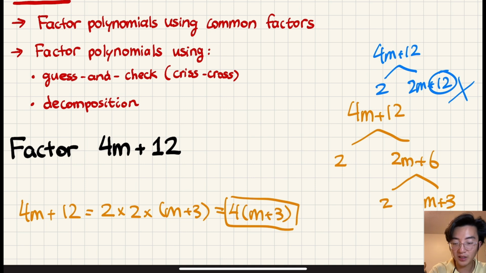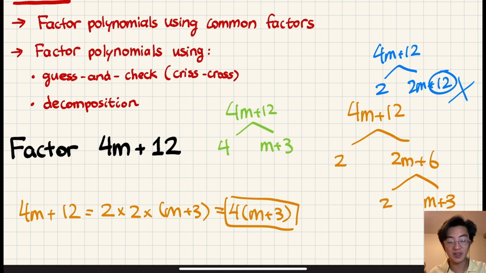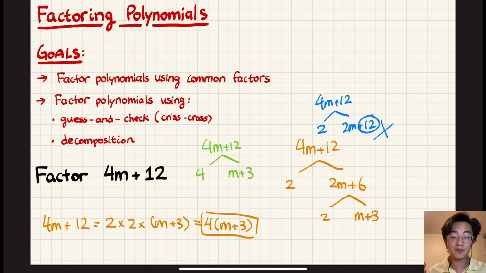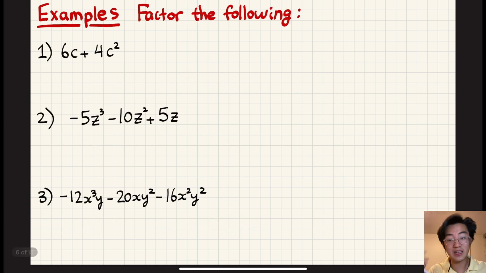We notice that in 4m plus 12 here, we can just take out a 4, leaving us with an m plus 3 behind, because 4m divided by 4 is m, and 12 divided by 4 is 3. So that's pretty much all there is to it. When we factor polynomials using common factors, all we have to do is take out a factor that all of the terms have. Okay, so let's do some examples here.